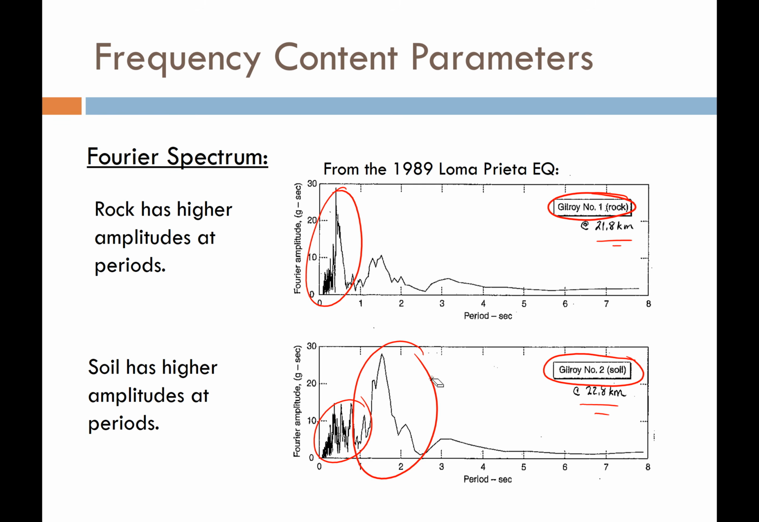So hopefully this gives you a little idea of why Fourier spectra are useful. They give us an indication of which ground motions, or which frequencies of the ground motions, are getting through. So remember, rock has higher amplitudes at low periods and soil has higher amplitudes at high periods.